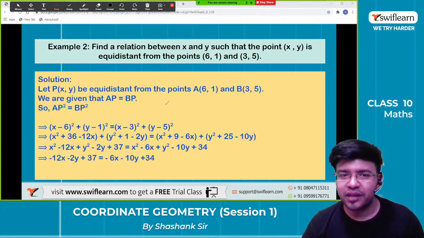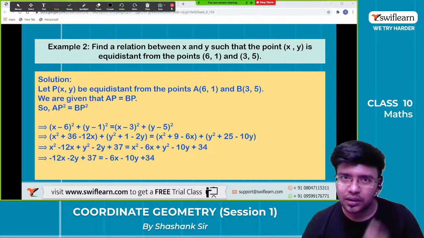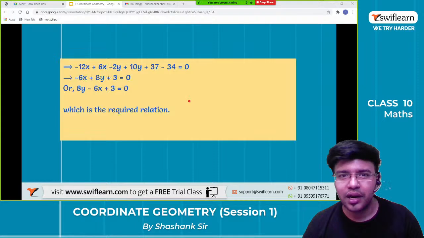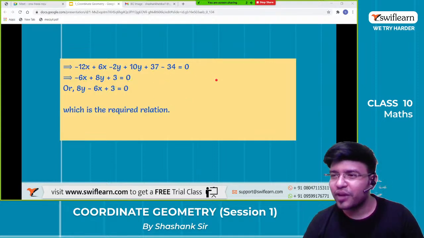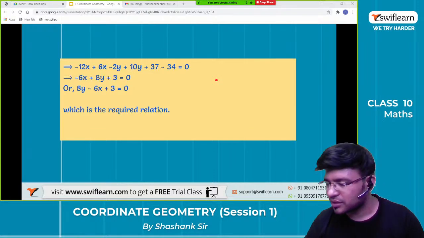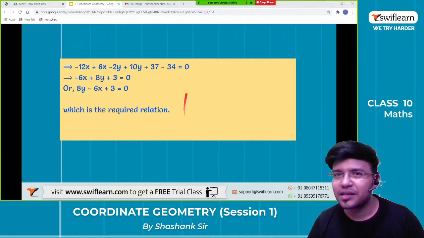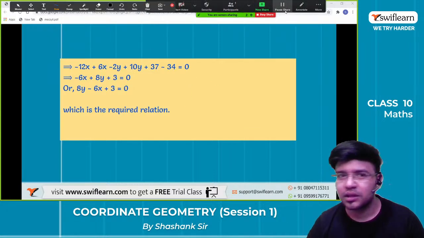Okay, simplify this. Take everything on either side. Yes, so we have taken everything on the left side. Okay, simplify this. Now underline the x terms first.